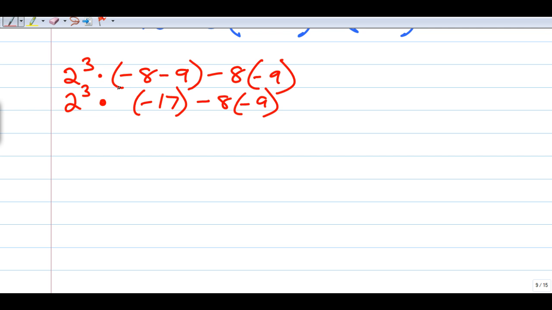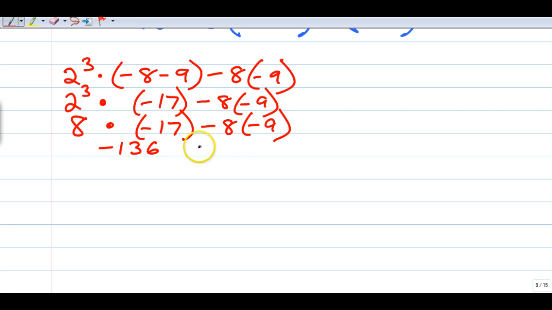Next, we move on to step 2, which is exponents and square roots. We have an exponent. We have a 2 raised to the third power. This is 2 times 2 times 2 to create an 8, times a -17 minus an 8 times a -9. Now we're ready to work on multiplication and division, left to right. The first one we see is an 8 times a -17. This creates a -136. Carry down the minus sign.